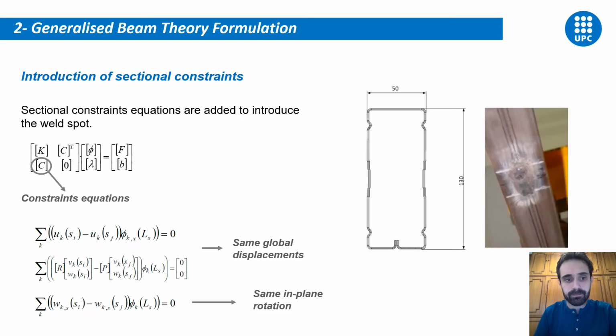So let's see how we have introduced the weld spot into our GBT model. What we have done is to add sectional constraint equations via the Lagrange multiplier method to reproduce the characteristics of the weld spot. Here you can see the main dimensions of the beam member and also a detail of the weld spot. So what we do is to introduce these constraint equations in the two sectional nodes where the weld spot is located. We introduce the same global displacement as well as the same implied rotation for the coupled nodes.